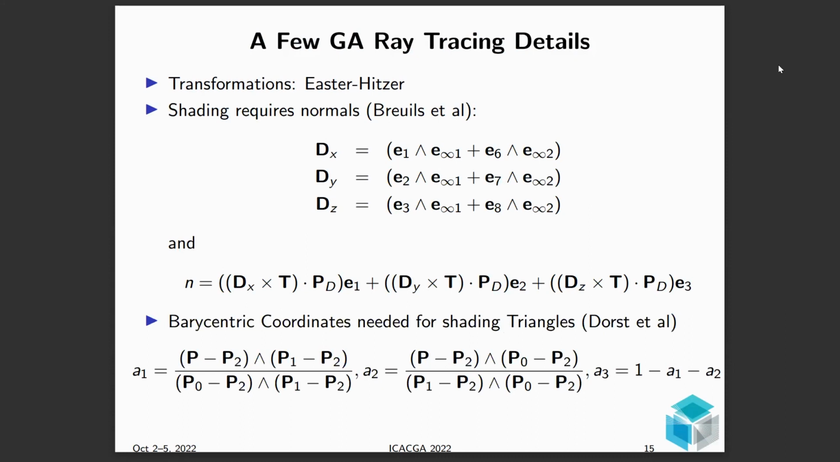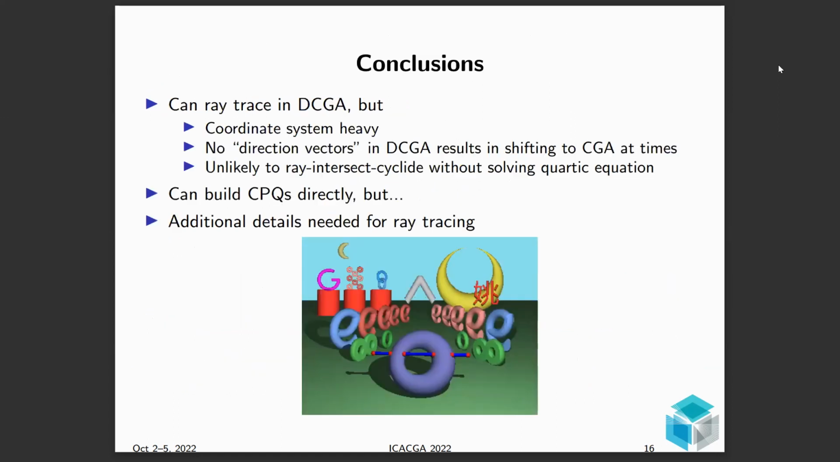And finally, we could ray trace triangles, and the way you do the shading, you need barycentric coordinates. So I just used the formula for barycentric coordinates in the conformal geometric algebra representation from the book that Leo and I wrote. And that's pretty much it.